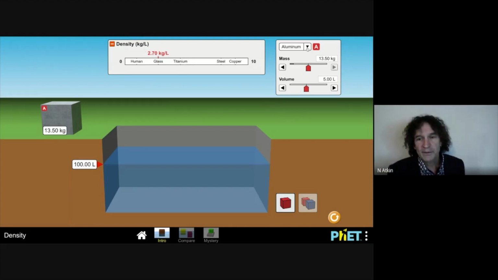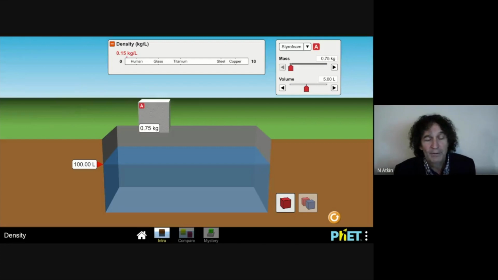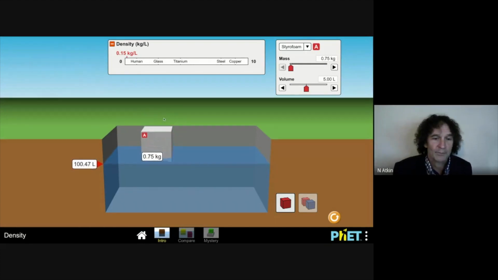So when we do this, we can have a little play with this. We can look at the density. We can look at a styrofoam block. So this is 0.15 kilograms a liter. Water, remember, is 1 kilogram a liter. So if I drop this in, will it float or will it sink? Well, it floats. What happens if I pull it underwater?